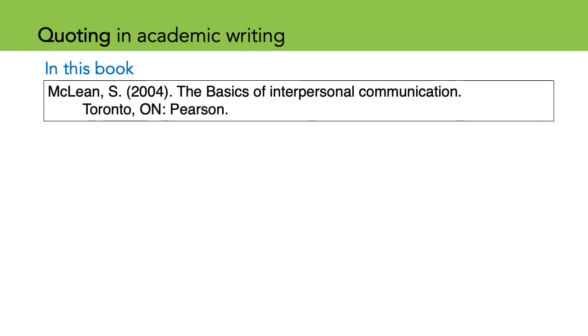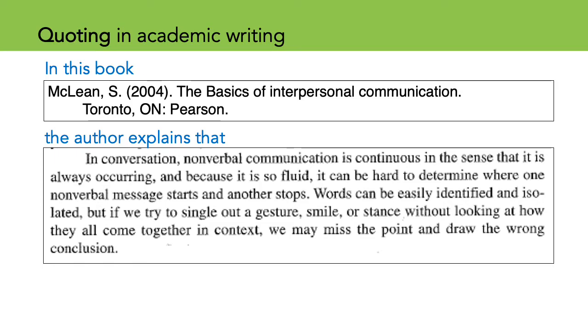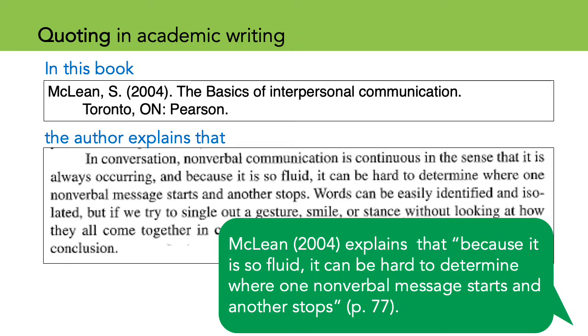Academic writers often refer to research from outside sources, so reported speech structure is common. If in this book by the author McLean, written in 2004, I found the author explains that in conversation, nonverbal communication is continuous, and so on, I can quote that information in my writing, first framing in the author last name, followed by the year of publication, and a verb that shows the author purpose. After, in a relative clause starting with that, are the exact words of the author in quote marks, followed by the page number of that quote.